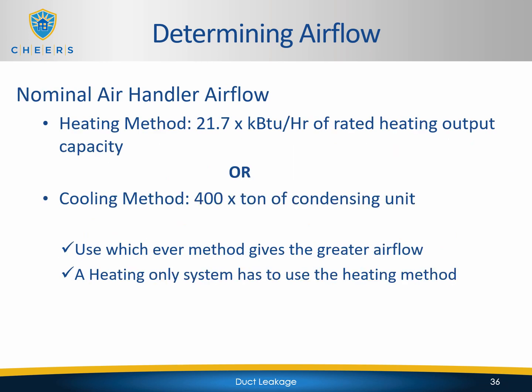The nominal air handler airflow is calculated in a couple of different ways. You have the heating method, and the formula for that is 21.7 times the kBTUs per hour of rated heating output capacity, or the cooling method, which is 400 times the tons of the condensing unit. You can use whichever method gives you the greater airflow. Keep in mind though, a heating only system has to use the heating method, obviously, because it doesn't have a condenser to go by.